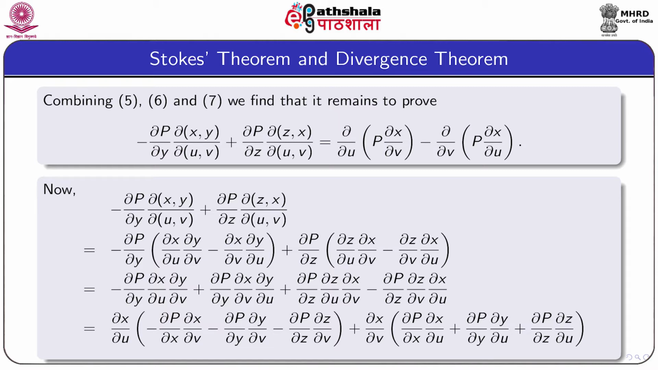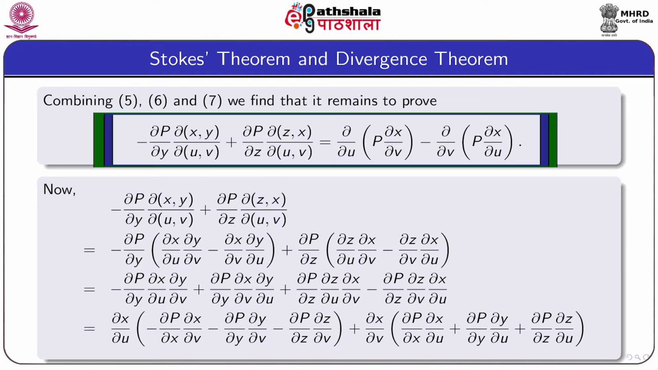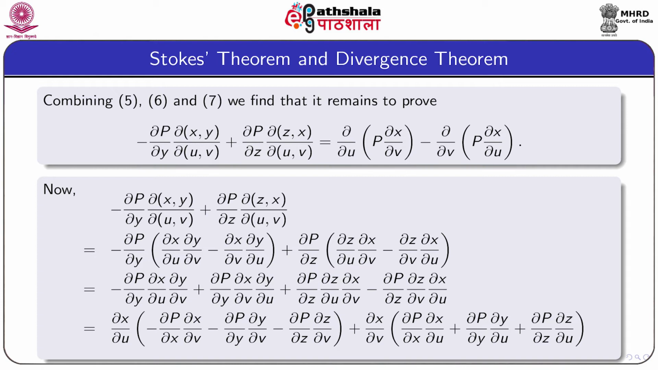Now, we combine the relations 5, 6 and 7 and find that in order to prove the theorem, it remains to prove minus ∂p/∂y Jacobian ∂(x,y)/∂(u,v) plus ∂p/∂z Jacobian ∂(z,x)/∂(u,v) equals ∂/∂u (p ∂x/∂v) minus ∂/∂v (p ∂x/∂u). So, we start with the left hand side.